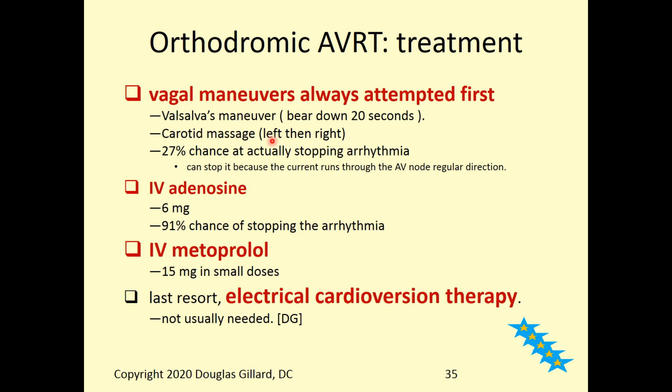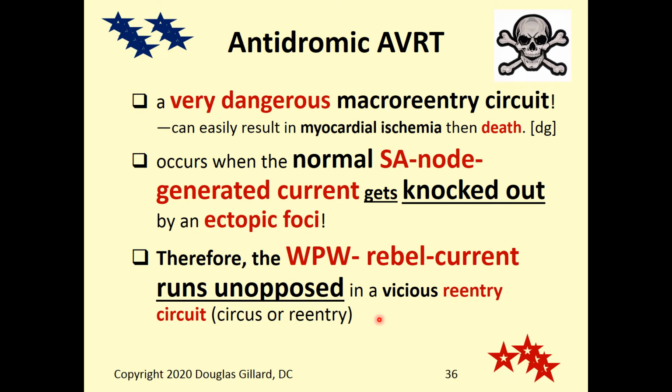Remember, don't do it bilaterally. Start on the left side first and then try the right side. If that doesn't work, then they give IV adenosine, 91% chance of stopping. This almost always works. You can do some IV metoprolol, which is another possibility. Really good for controlling pesky little premature complexes. And then as a last resort, usually not needed, you can pull out electrocardioversion therapy, and we've talked about that already. All right, let's talk about the other more dangerous one.